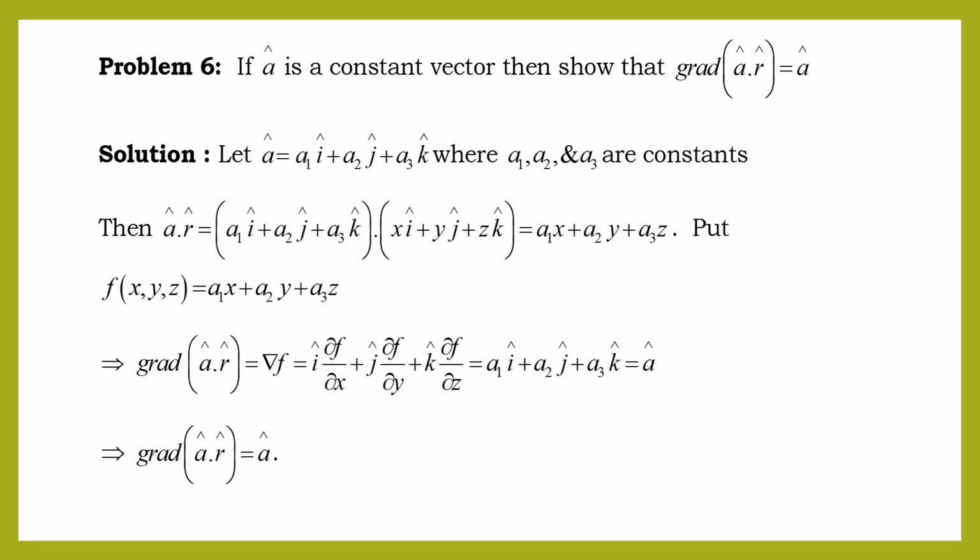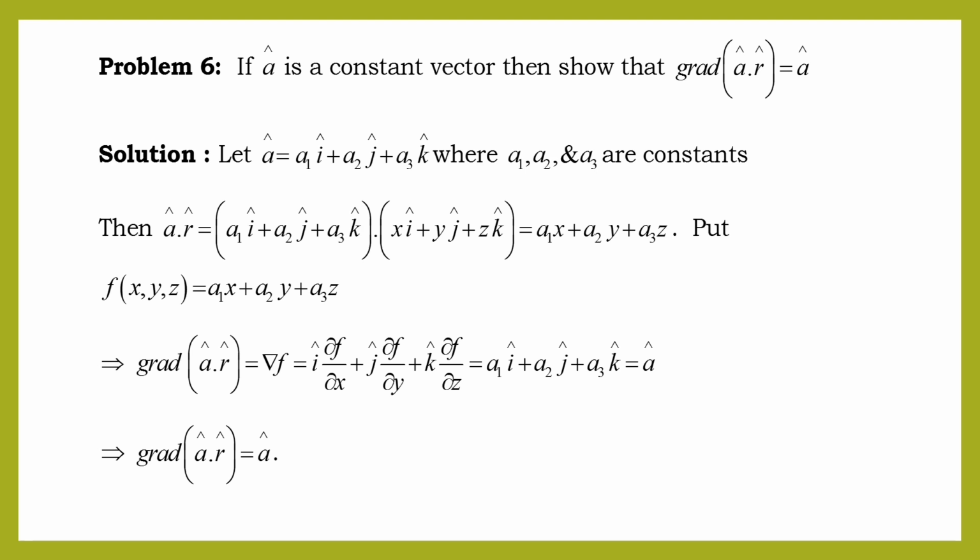Let us consider our position vector r cap equals i cap x plus j cap y plus k cap z. These two, a cap and r cap, are vectors. Let us take their dot product. If a cap is dotted with r cap, what do we get? a cap dot r cap equals a1 i cap plus a2 j cap plus a3 k cap dotted with i cap x plus j cap y plus k cap z. So a cap dot r cap equals a1x plus a2y plus a3z.